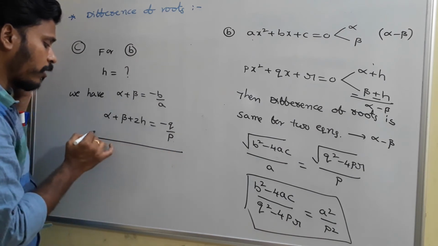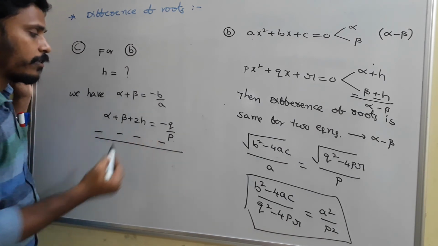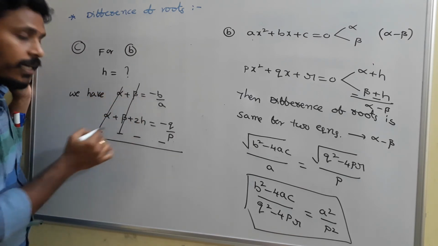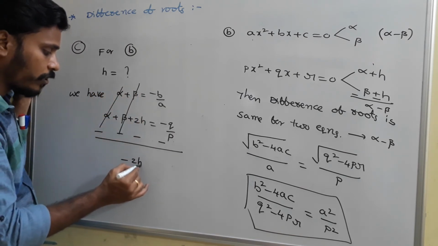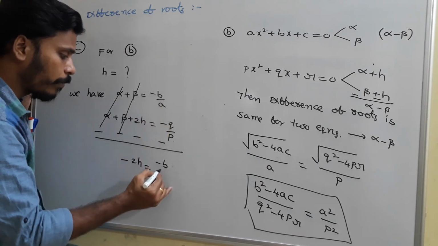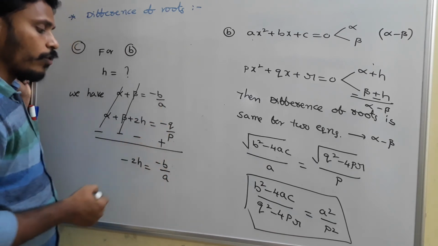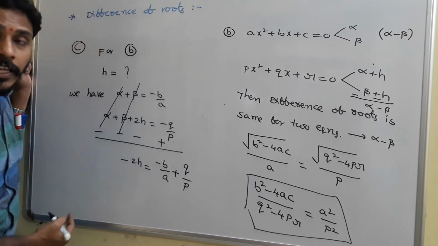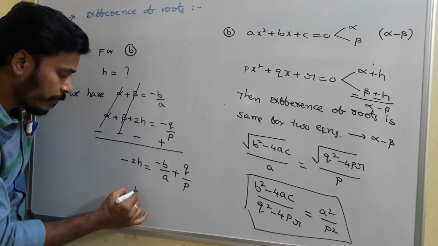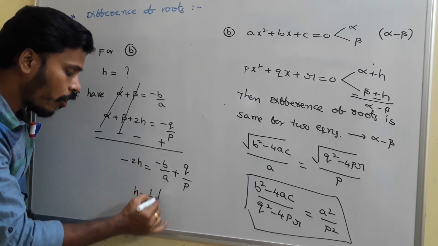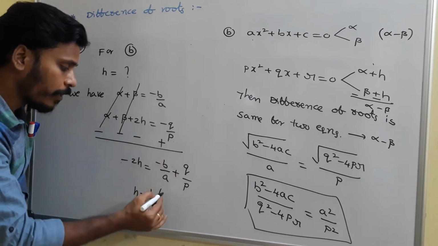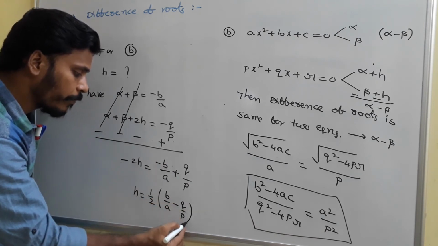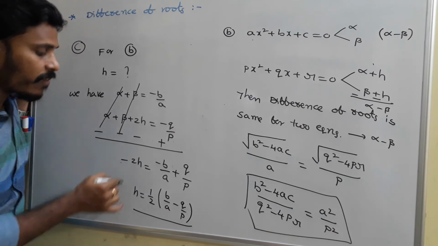Now you just do subtraction. On subtraction alpha gets cancelled, beta gets cancelled. You are left with minus 2h is equal to minus b by a, right? Since we are subtracting, you get plus q by p. And since we need h, send this minus to that side. h is equal to half of, if you give minus for it, it will become b by a minus q by p. Just have a look. So this is the value of h.